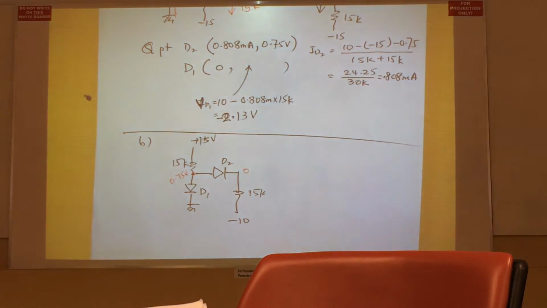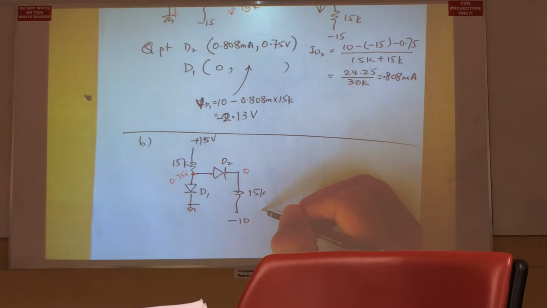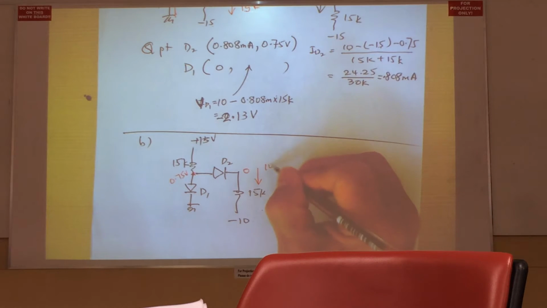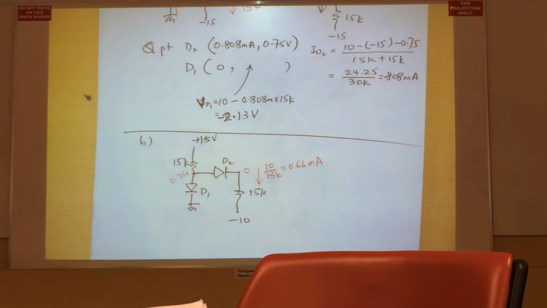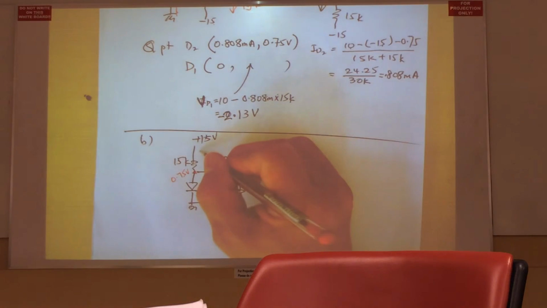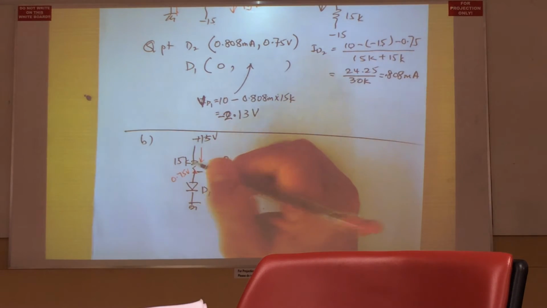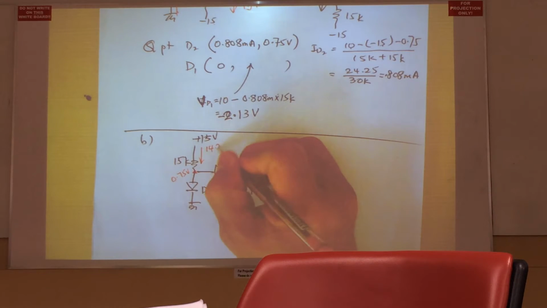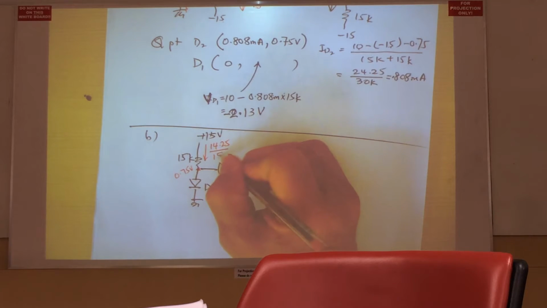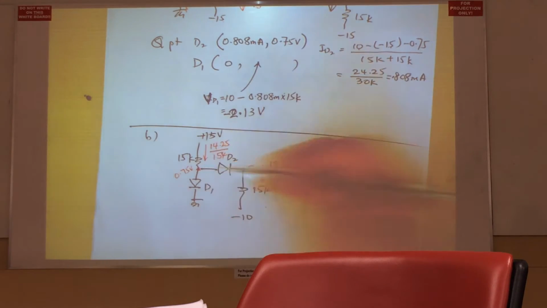Alright, if we have 0 volt here and minus 10 volt, you have 10 volt across 15K, and we're going to have a current that's flowing here given by 10 volt divided by 15K, and this gives you 0.66 milliampere flowing down towards the negative 10 volt supply. Alright, so let's take a look at the current flowing through this other resistor. Now, current flowing through this resistor, having a 0.75 volt drop at this node, you would have 14.25 volt drop across this resistor divided by 15K. That will be the current flowing in this branch.